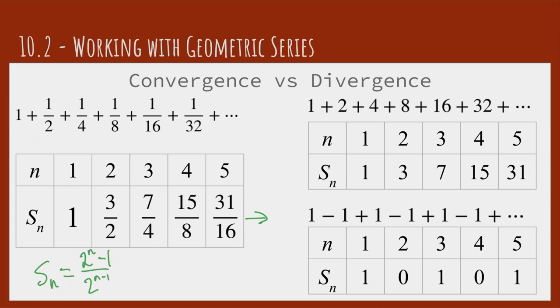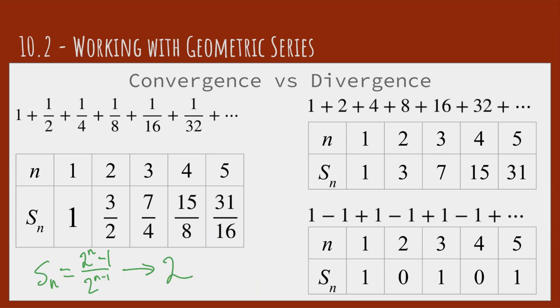So the numerators here, say for example the third one, 2 to the third power is 8, 8 minus 1 is 7. 2 to the fifth power is 32, minus 1 is 31. This sequence of terms is going to approach a value of 2. So as n gets really big, the limit of those partial sums is going to approach 2. So we say that this series converges because the partial sums converge to 2.